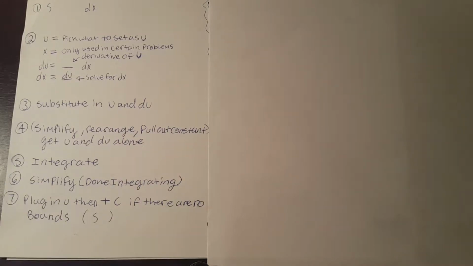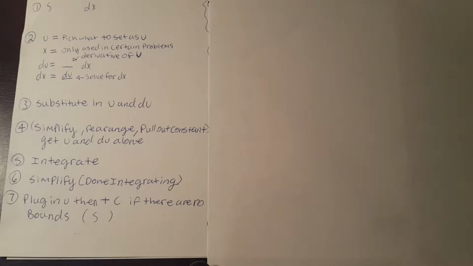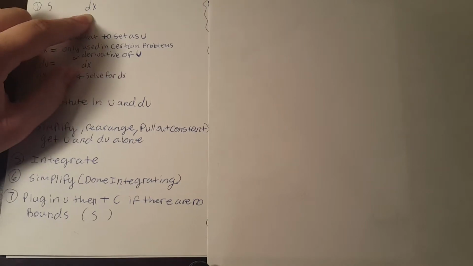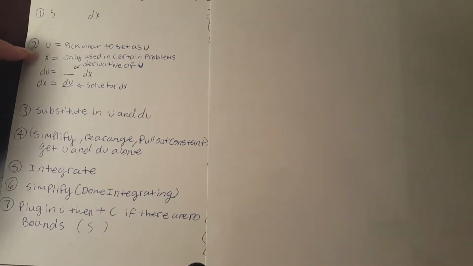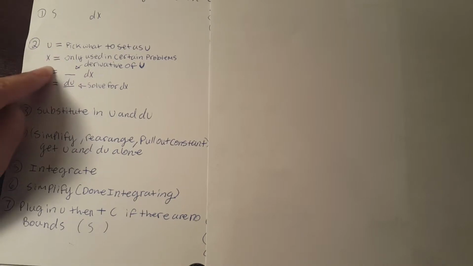Okay, so today we're going to be solving integrals with u substitution. For the first step, you write the integral down times dx. And for the second step, you would put u and make it equal to what you want to set as u. And then since u and x are interchangeable, you can use the u equation to solve for x.